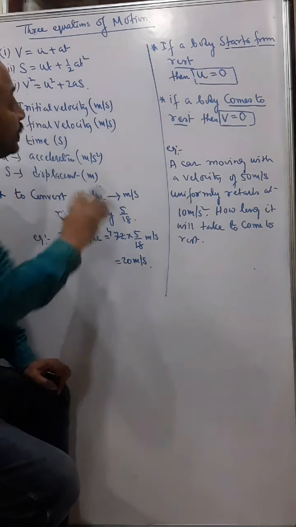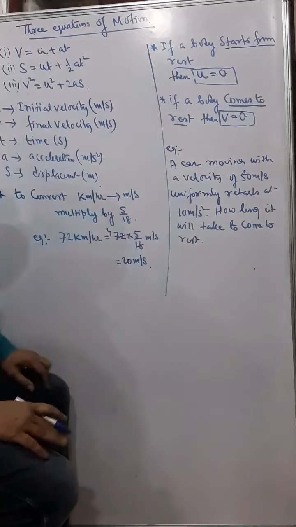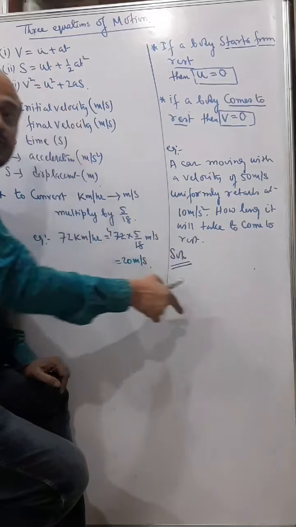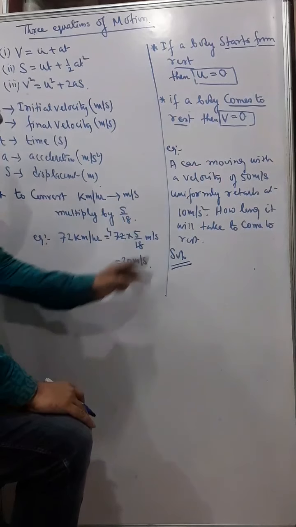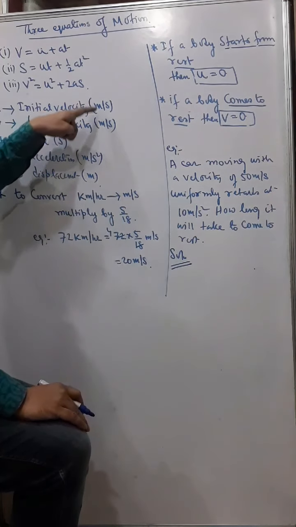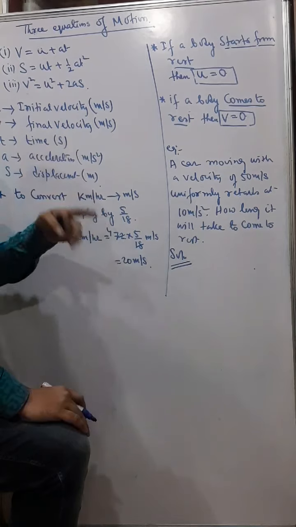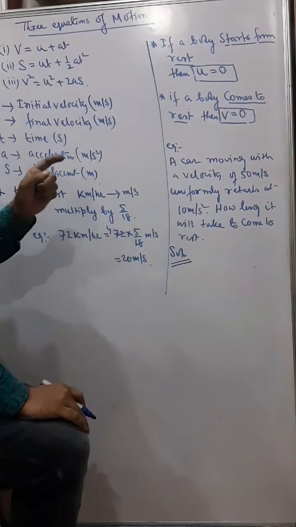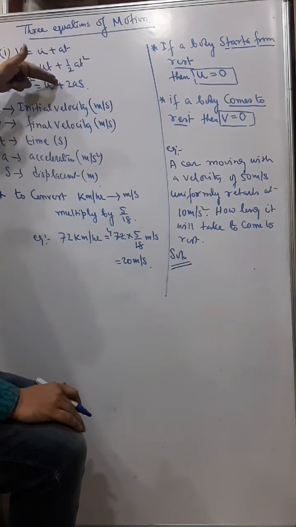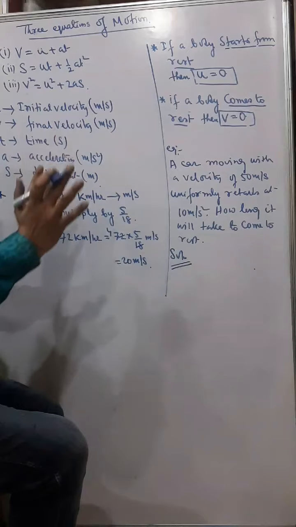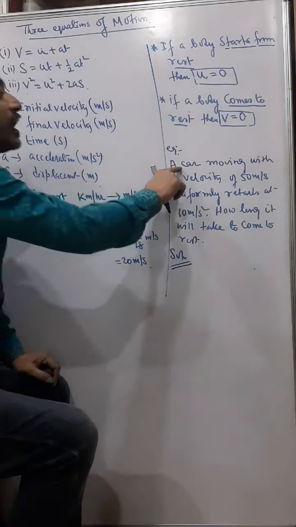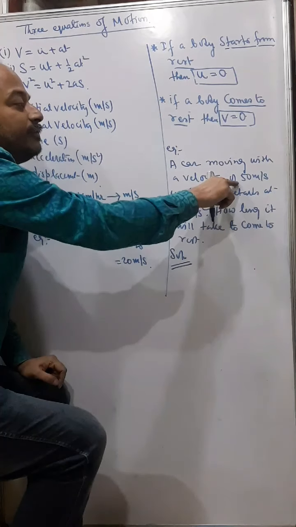Now remember, for doing these sums, physics numericals, it is very important. First step, you should plot the values, whatever you know. Second step, you will convert into SI unit if they are not in SI unit. And the third step is using the most suitable formula, the most suitable equation. So these three things you have to remember while solving numericals. So first I will plot whatever I know. A car moving with a velocity of 50 meter per second.